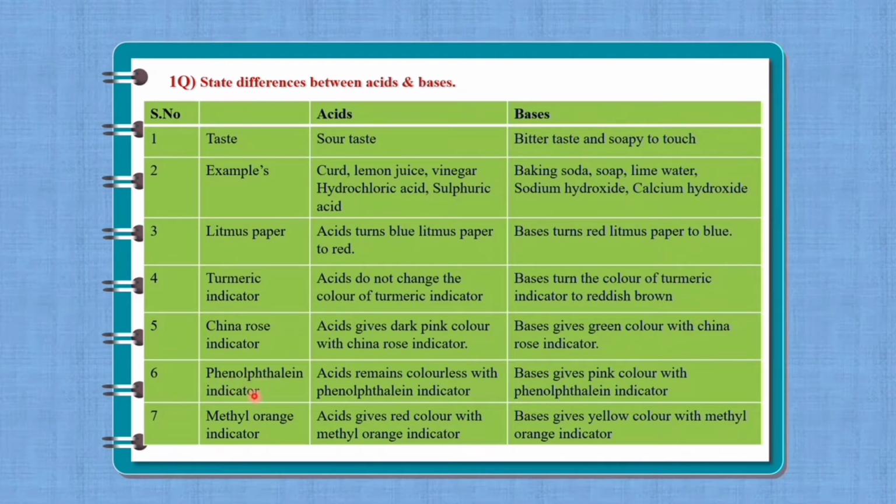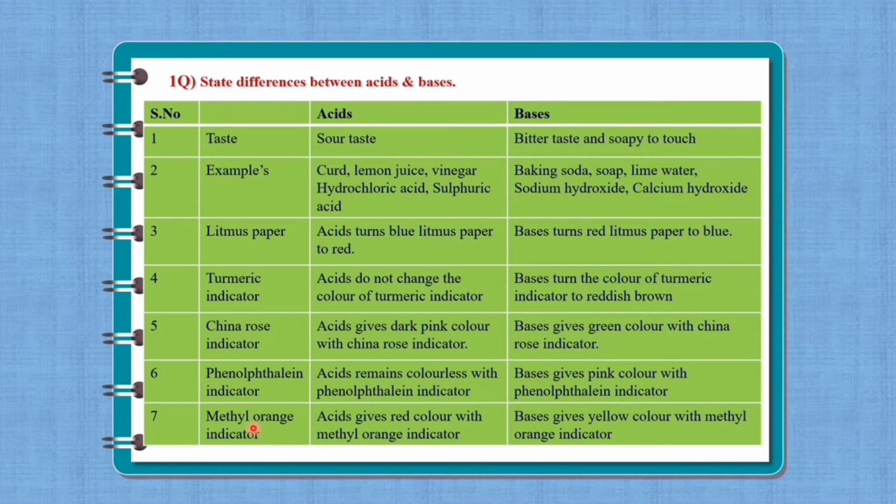Number 6, phenolphthalein indicator. It is a synthetic indicator. The color of the phenolphthalein indicator is colorless. Acid remains colorless with phenolphthalein indicator. It means that there will be no change in color when we add phenolphthalein indicator to acids or acidic solution. Bases give pink color with phenolphthalein indicator.